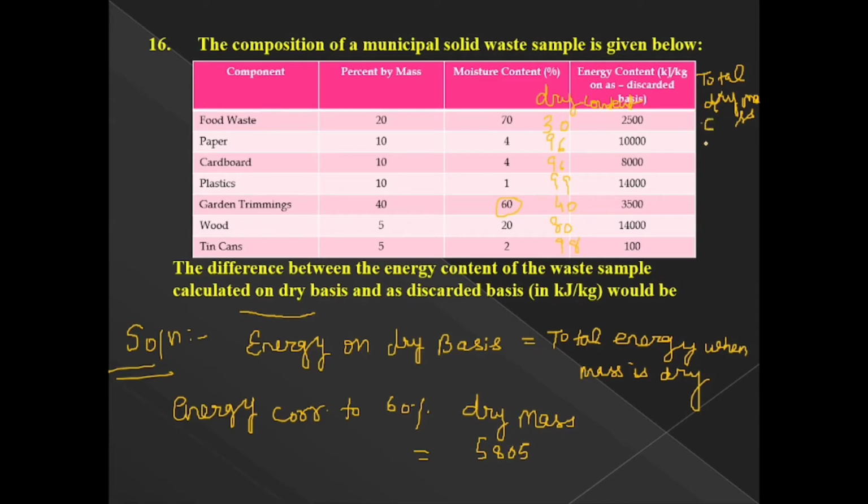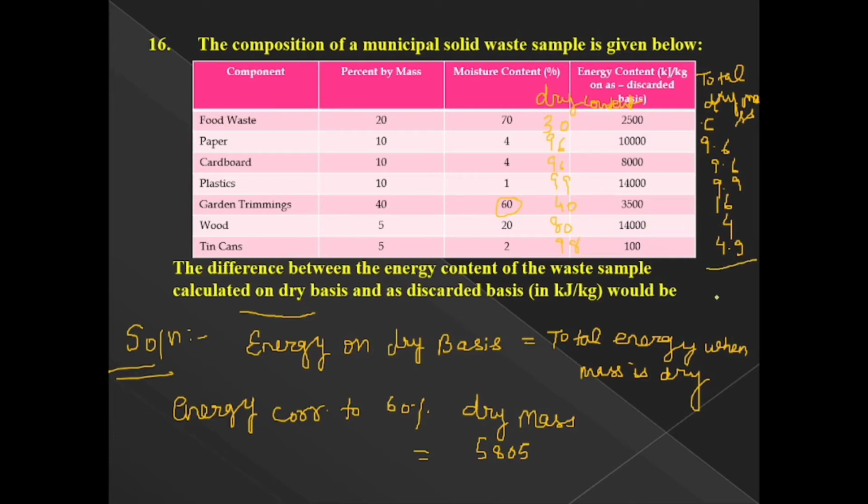Here the value comes to 6. Here the value comes 9.6, 9.9, 16, that is 4.9. How does this come? Percentage of the dry mass multiplied by the dry content divided by 100, because we have to calculate it into the percentage.